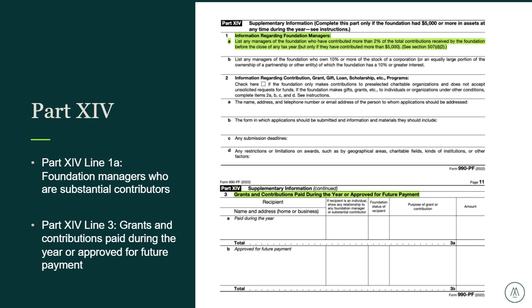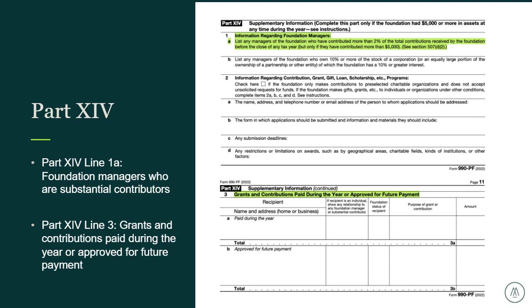Then line 1B lists any managers who own 10% or more of an entity in which the foundation also has a 10% or greater interest. And this could potentially point to excess business holdings. However, like I said earlier, there are exceptions to everything. So reporting here doesn't necessarily mean that you have an issue with excess business holdings.